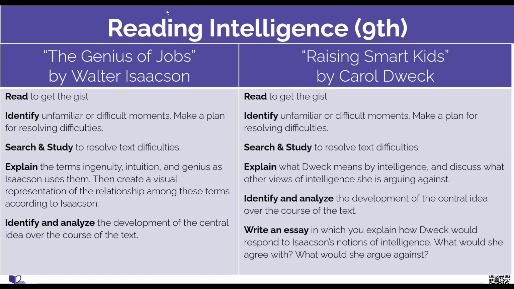9th grade's unit is called Reading Intelligence. The first of the two texts in here is a brief profile of Steve Jobs from his biographer, Walter Isaacson. And it sets up this idea that there can be kinds of intelligence or genius that are different from the sort of stereotypical intelligence of a Bill Gates-like figure. Now, this is followed by Carol Dweck's Raising Smart Kids, a piece that introduces students to her research about fixed mindsets and growth mindsets and their effects on achievement over time.